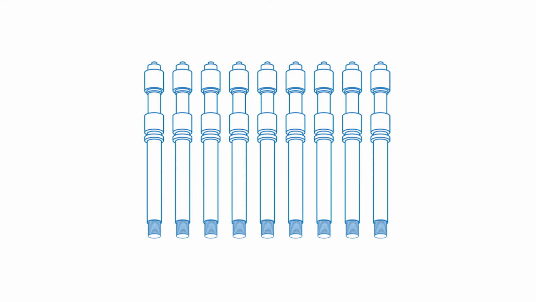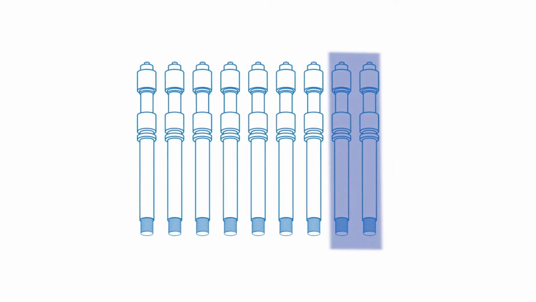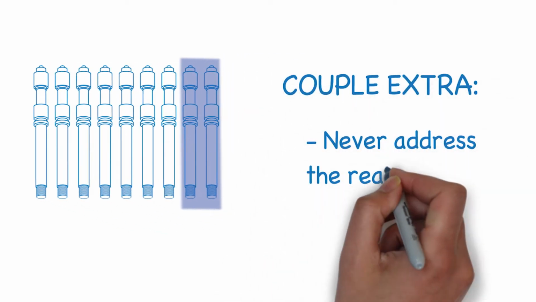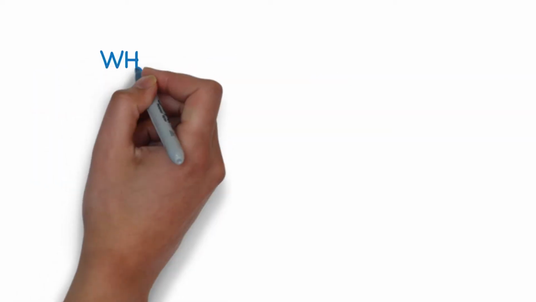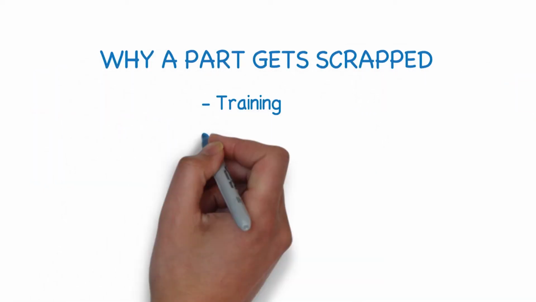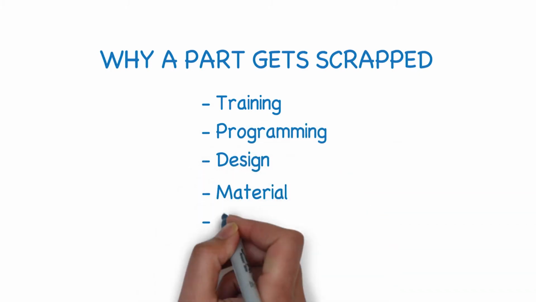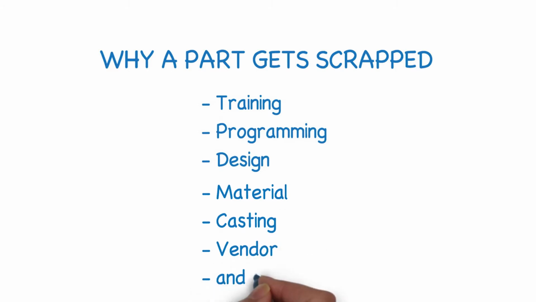That's a good question. Sometimes people think that they should make extra parts because of something that might happen down the line. But if we do this consistently, we never get to address whatever the real problem is. And there could be lots of reasons why a part gets scrapped further down the line. It could be training, it could be programming, it could be the design of the part, it could be the material, it could be a casting, it could be an outside vendor problem. I mean, there's 100 different reasons why something can go wrong like that.